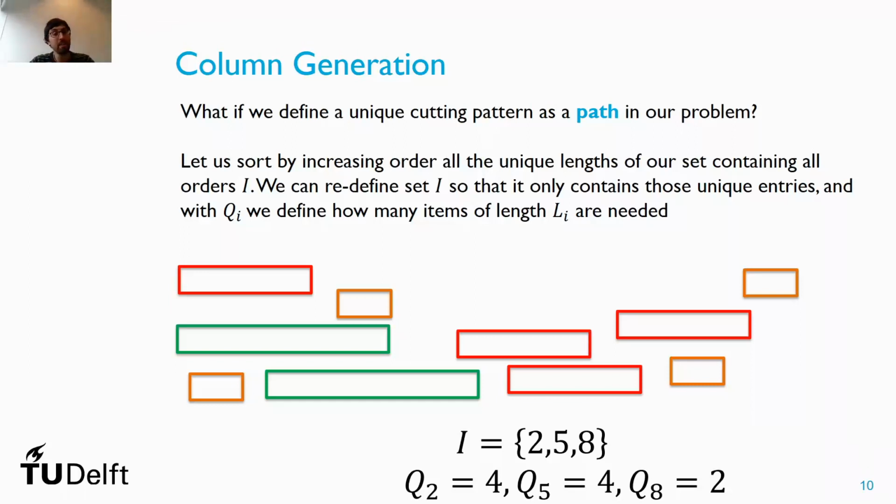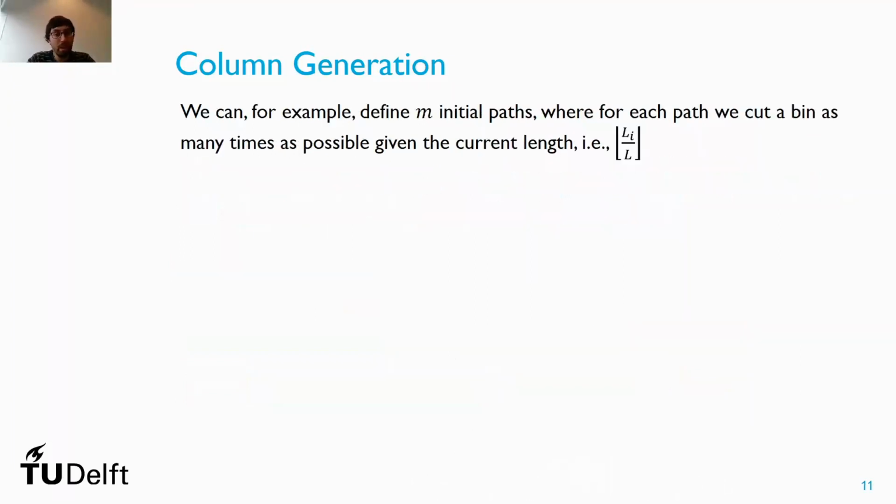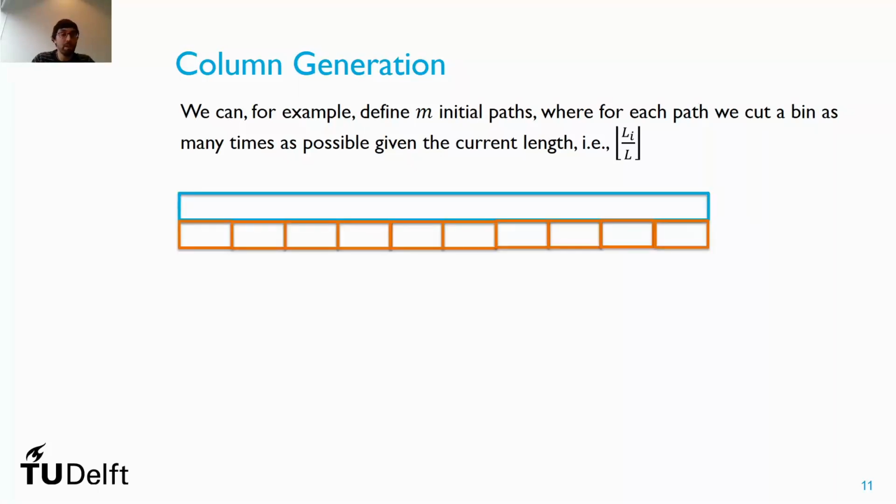So I, as a set, contains 2, 5, and 8. So in other words, the unique lengths among all the original items. And we have the 3 quantities needed. Q2 is 4, Q5 is 4, and Q8 is 2. And for example, we can define m initial paths in our problem, where for each path we cut a bin as many times as possible given the length of the current item, like this.